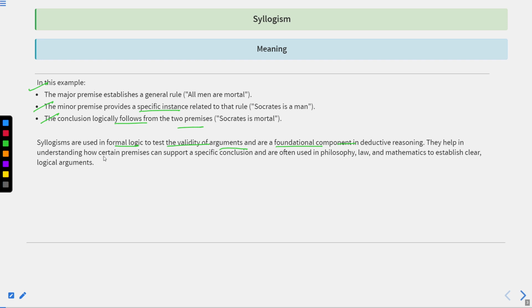They help us understand how certain premises can support a specific conclusion and are often used in philosophy, law, and mathematics to establish logical arguments. So all the competitive examinations, when you talk about law, philosophy, or maths, will have these questions. If you prepare for the SSC examination, bank PO examinations, or any competitive examination where logical reasoning is asked, you will definitely get a question related to syllogism. That's why it becomes a very important point of discussion.